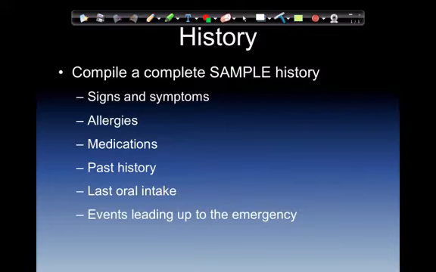So, history. Compile a complete SAMPLE history: signs and symptoms, headache, neck pain, etc.; allergies, any kind of medication allergies; medications, a comprehensive medication list; past history, complete past medical history; last oral intake, and this is very important for intubation, or in case we need to intubate the patient; events leading to the emergency. If they have difficulty remembering the events that precede the trauma, this may suggest amnesia, and may indicate frontal brain injury as well.